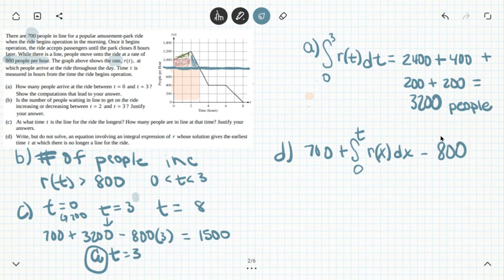It's constant. You could write this as an integral also. Or since it's constant, you could just write it as 800 times t, some unknown time. Either one of those they would accept. So there's your integral expression, either 700 plus the integral from 0 to t of the rate minus the rate of people that are getting on the ride. And that's it for the question.